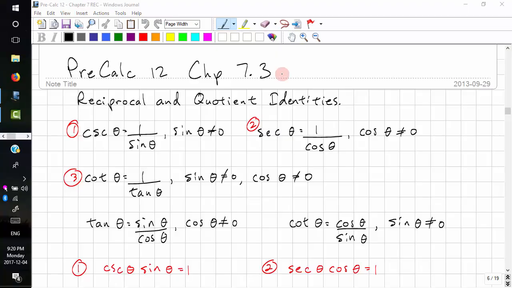This is PreCalculus 12, Chapter 7.3. We're going to be looking at reciprocal and quotient identities. We've done this already in Chapter 6. So let's recall the identities.